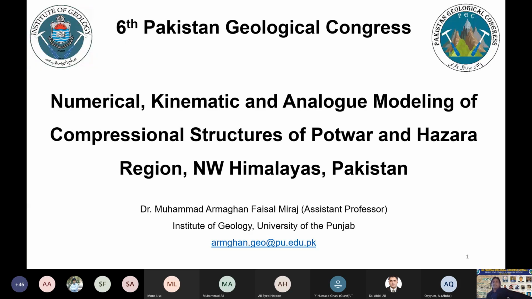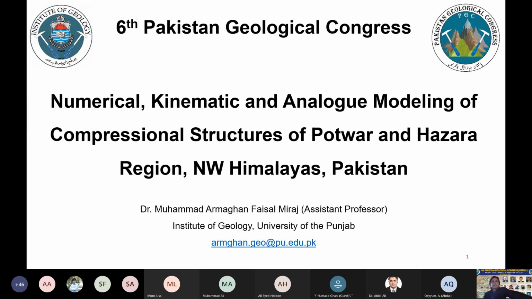Basically, these types of advanced modeling techniques can be used for any kind of tectonic setting. And these can be used for a better and advanced understanding of geological record, basin history, and these types of things. These techniques can be adopted.